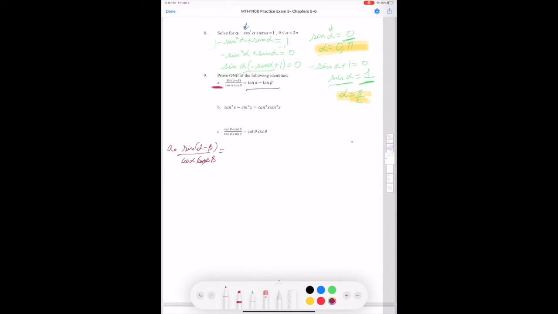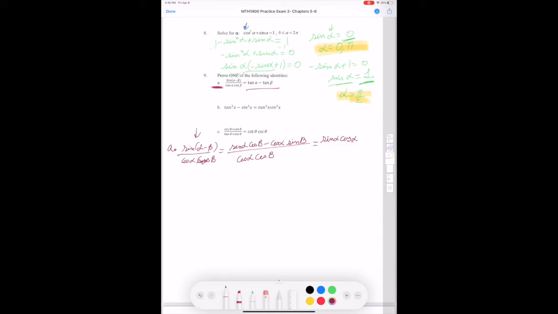I'm going to rewrite that numerator using our sum and difference formula. So I have sine alpha cosine beta minus cosine alpha sine beta all over cosine alpha cosine beta. And then I want to pull that fraction apart. If you haven't seen the bonus episode of how to solve trig identities, I would take a look at it. It's pretty great. But one of the tools that we have in our toolbox is pulling our fraction apart.